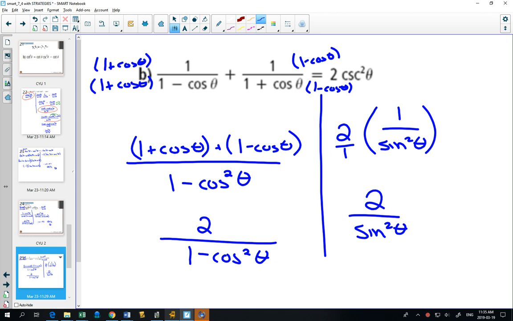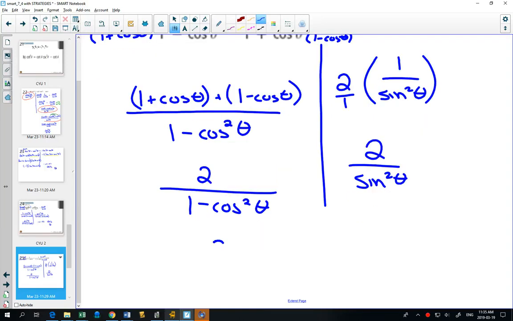And I've done the main strategy of change things to sine and cos and get a single fraction on both sides. They're still not the same, so now we have to start looking at some other strategies, but maybe you're starting to really recognize, hey, 1 minus cos squared, that's my sine squared plus cos squared equals 1. 1 minus cos squared is sine squared.